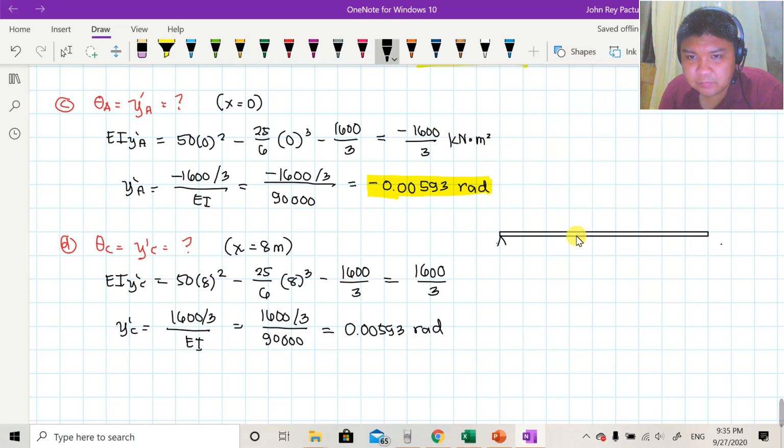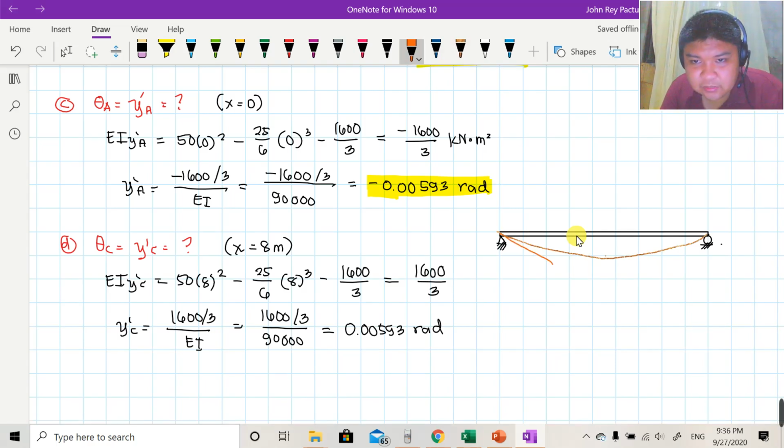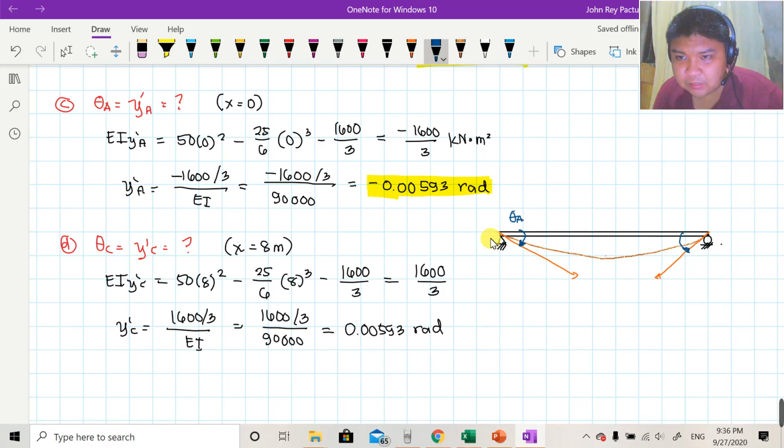So, kung ito yung beam natin, so, simply supported siya. So, di ba nga, magde-deflect siya dito. So, sabihin na natin yan yung deflection. Okay, so yan yung deflection class. Tapos, lagay natin yung slope dito. So, ito yung ating mga slope or tangent. So, di ba kung mapapansin nyo, dito sa kaliwa class, it rotates counterclockwise, ay clockwise. So, di ba automatic, ito yung slope at A. At the same time, ito yung slope at C.